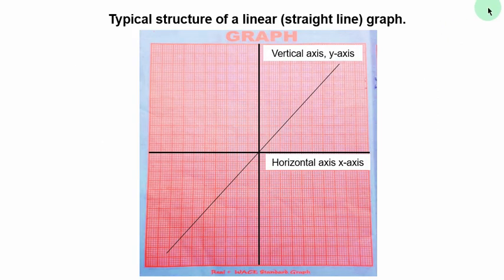Okay, you can see a typical structure of a linear or straight line graph. You have the vertical axis, that is the y-axis. You have the horizontal axis, that is the x-axis, and the straight line joining all the points together. Anytime you plot a linear graph, this is how it should look.